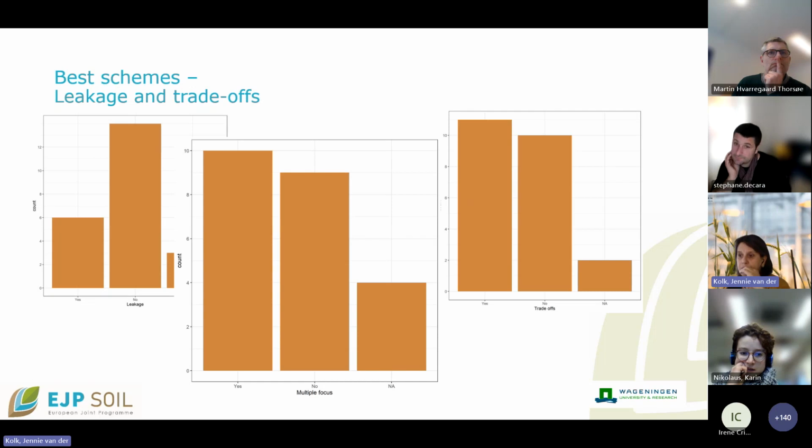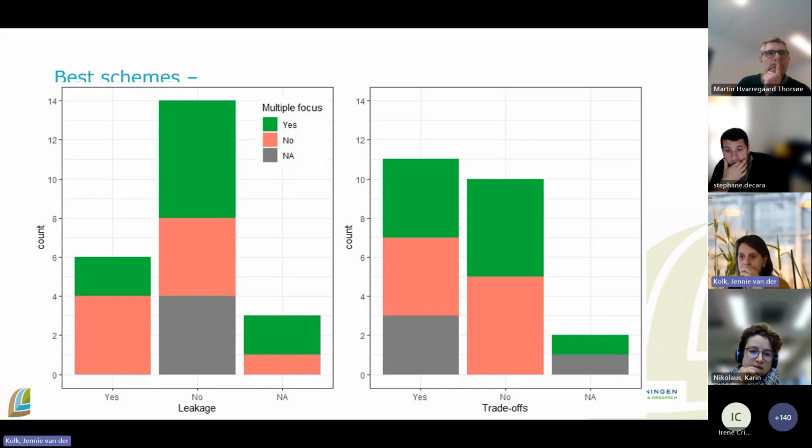The multiple focus is more often in the top 23. If you combine these figures, you see that there's hardly any leakage involved in these schemes, but there's hardly any difference either for whether there's a multiple focus or not. And that's the same for the trade-offs. There are more often trade-offs involved in the schemes, but there's no difference whether it's a multiple focus scheme or not.